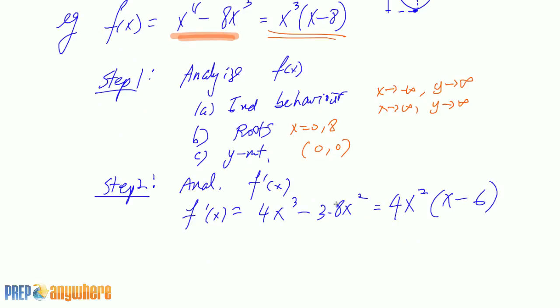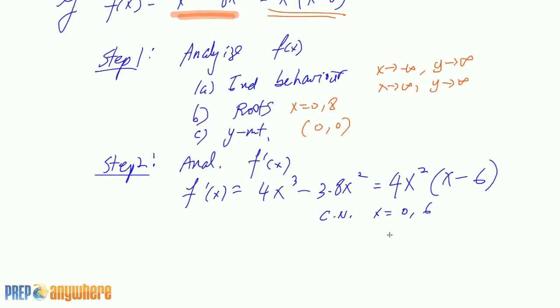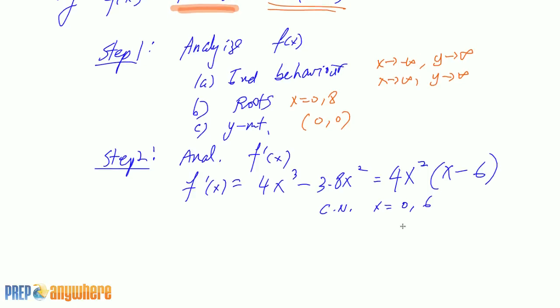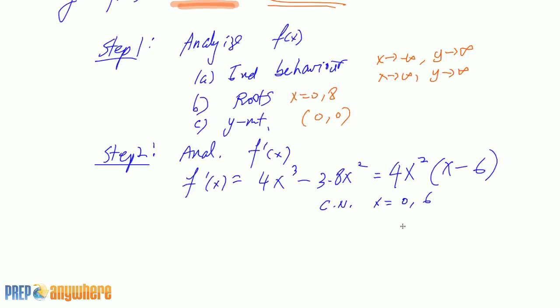So critical numbers are x is equal to 0 and 6. You do a quick first derivative analysis. This is totally up to you. At this point, to determine if this is a local max or minimum, you can do the first derivative test or second derivative test. So I know that this graph here is a cubic function, right? So it's a cubic function with 0 and 6. That looks like this.